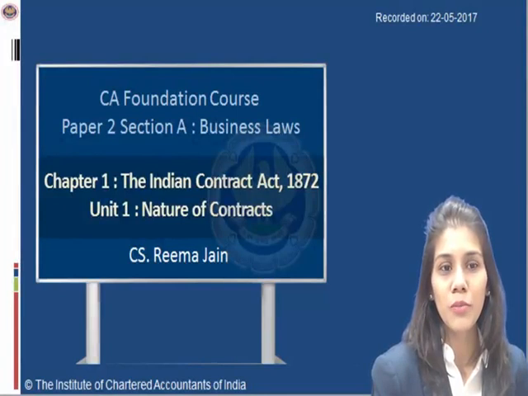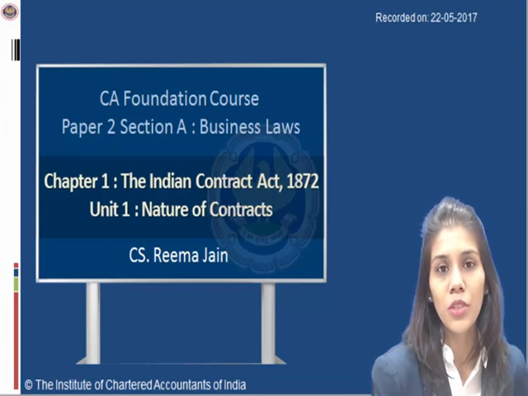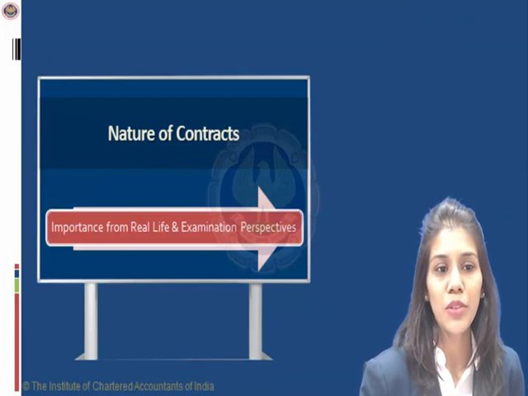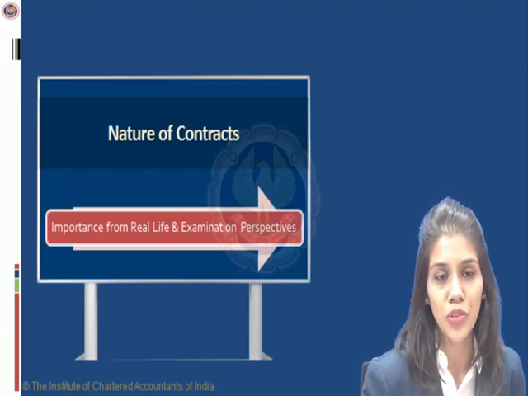I am C.A. Srimajan and I will be taking paper 2 for you, the chapter on the Indian Contract Act 1872 along with the brief background, followed shortly by three other internal units of it on consideration, essential elements and performance of contract. From real life as well as the examination perspective, Contract Act is very important for us as students as well as in the times to come as a professional.